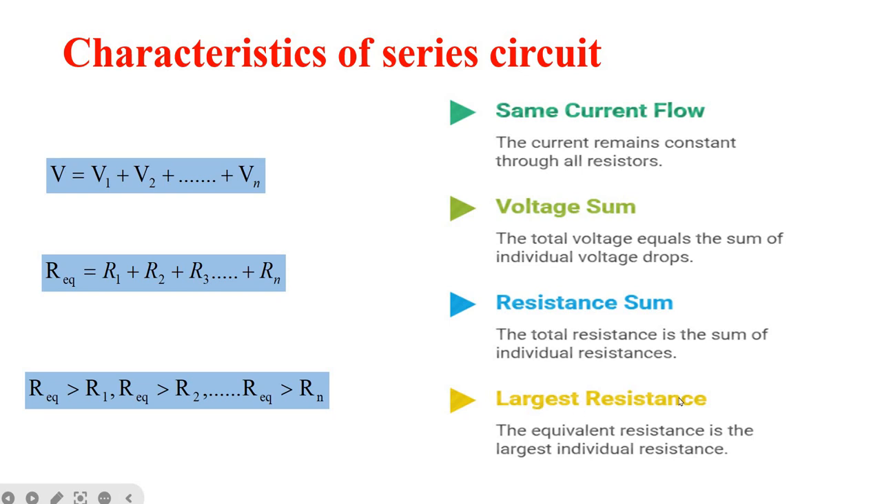Then comes the largest resistance. The largest resistance here is the equivalent resistance, R of EQ. It will be greater than all the individual resistances. So here R equivalent is greater than R1, it is also greater than R2, and so on up to Rn. So these are the characteristics of the series circuit.